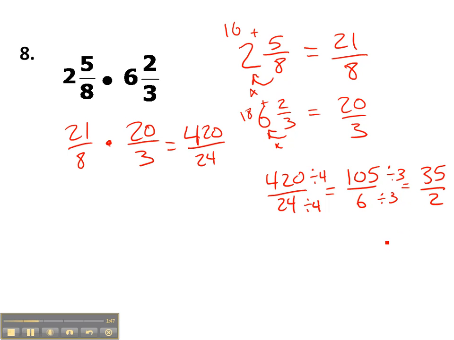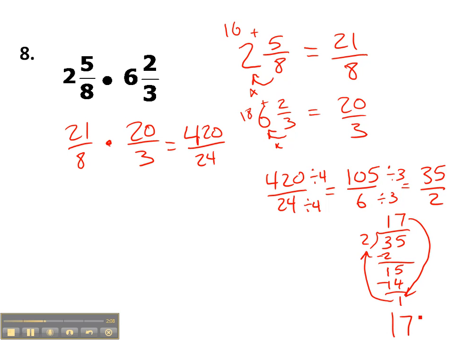Then I need to simplify that improper fraction to make it a mixed number. 35 divided by 2. 2 goes into 3 one time. Subtracting, I'm left with 15. 2 goes into 15 7 times, with a remainder of 1. So 17 and 1 over 2. 17 and 1/2 would be the answer.